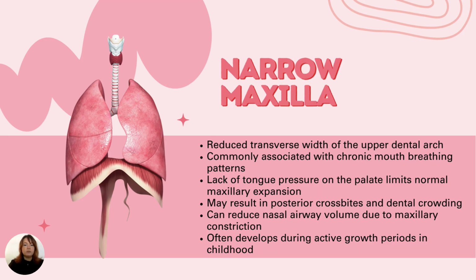Next, we have the narrow maxilla, which is reduced transverse width of the upper dental arch, commonly associated with chronic mouth breathing patterns. Lack of tongue pressure on the palate limits normal maxillary expansion, may result in posterior crossbites and dental crowding, can reduce nasal airway volume due to maxillary constriction, and often develops during active growth periods of childhood.